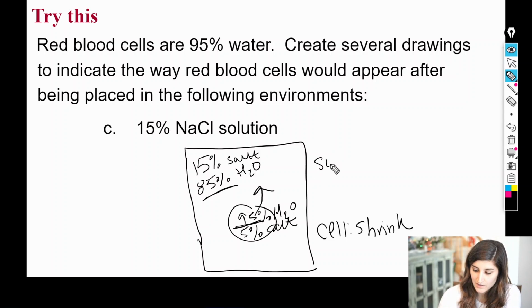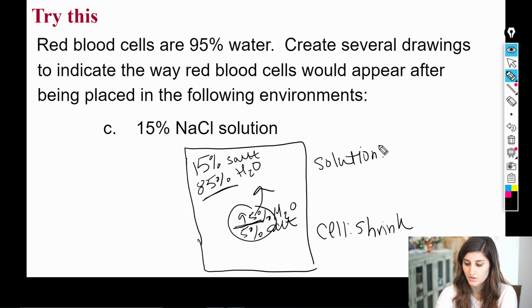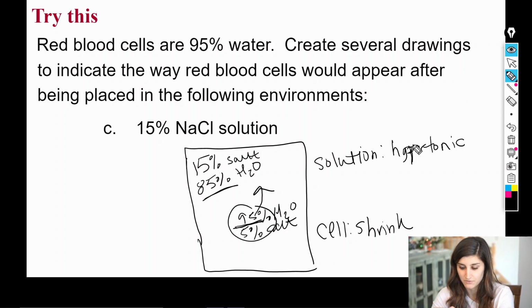What is the solution like? Remember, in this solution there's a higher concentration of our salt. So that means that it is a hypertonic. Sorry, that's kind of hard to read. That says hypertonic. So this is a hypertonic solution because there's a higher concentration of solute outside of the cell. Okay? All right, and then we have one more example to go over.